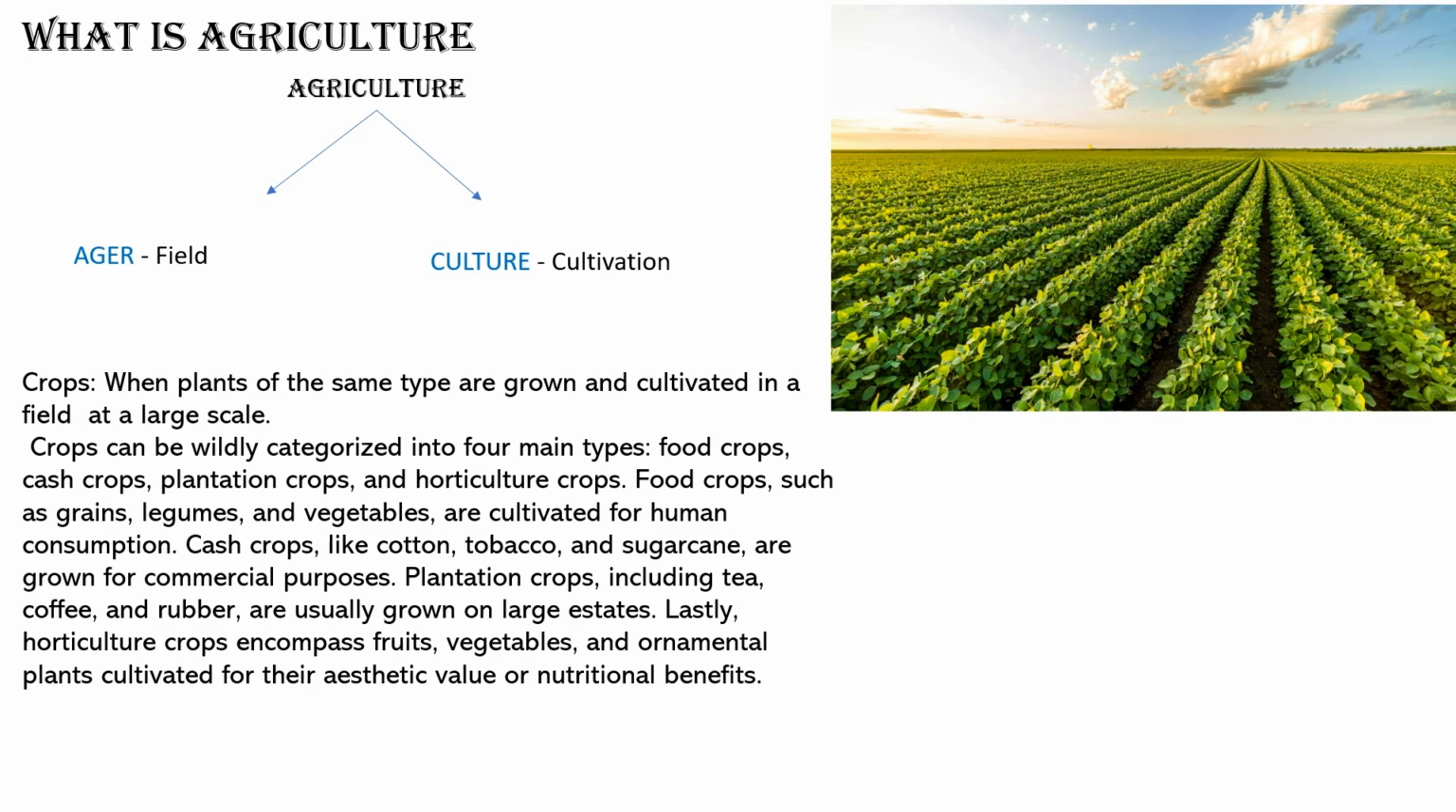So what are crops exactly? Plants of the same type grown and cultivated in a field at a large scale are called crops. Crops can be broadly categorized into four main types: food crops, cash crops, plantation crops, and horticulture crops. What comes to your mind when you say food crops? Yes, food crops such as grains, legumes, and vegetables are cultivated for human consumption.